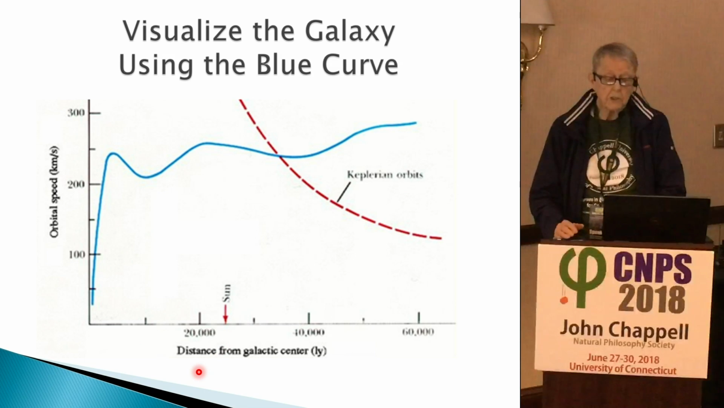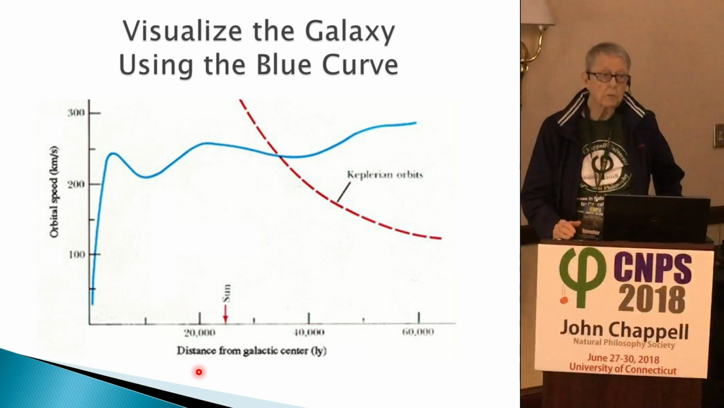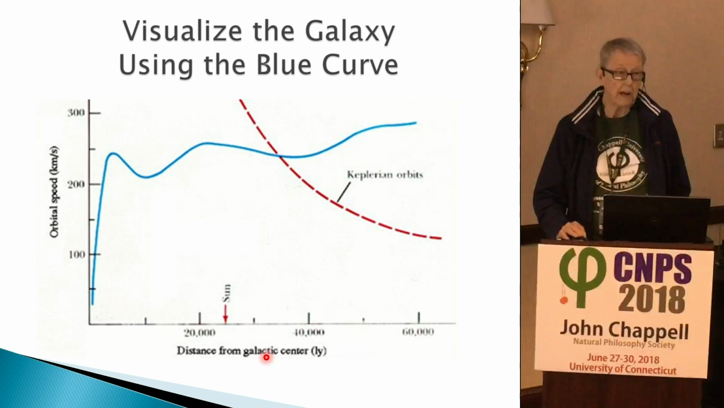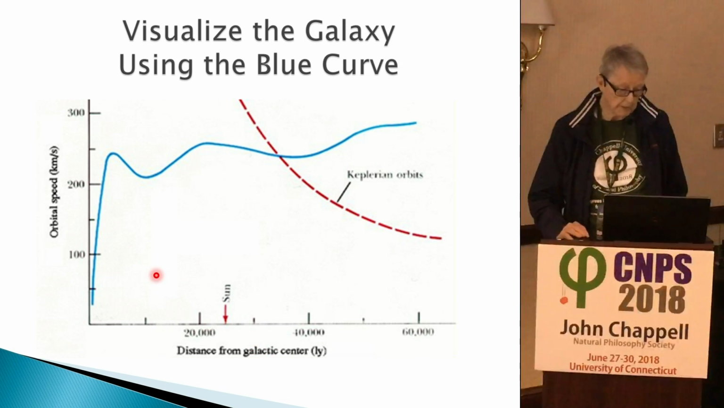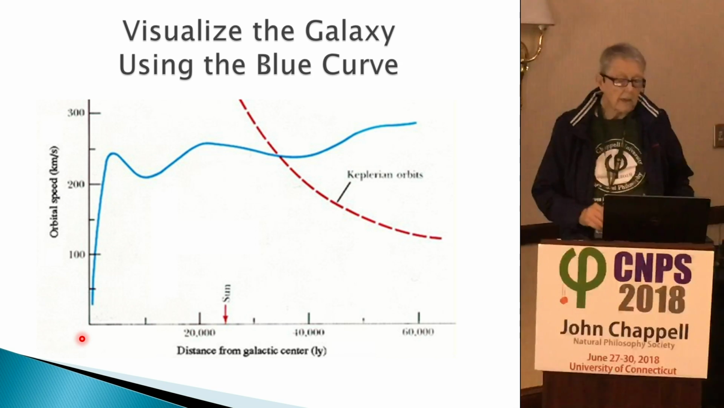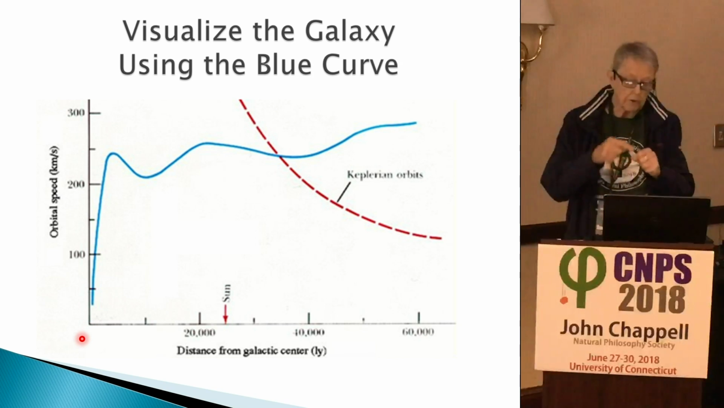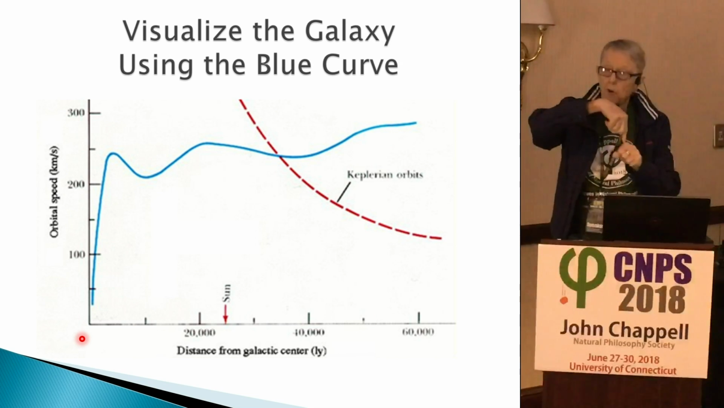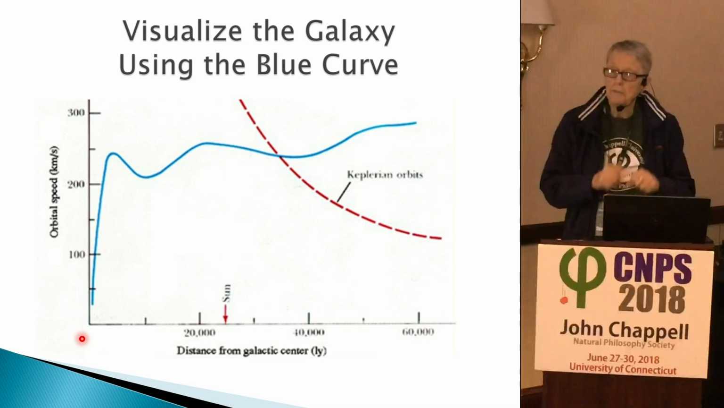So now we're going to visualize the galaxy using the blue curve. This is what I didn't realize 9 years ago when I first did this. And what you have here, and I'm just going to walk straight through it, is a zero velocity at the center of the core. And so you can imagine yourself on top of the spinning core. You're turning, there's no velocity.